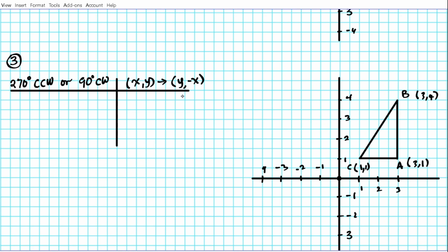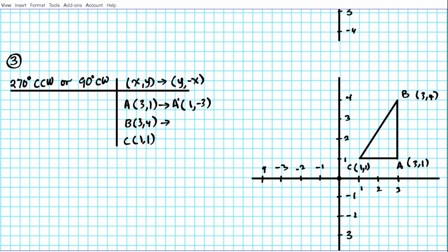Okay? All right, so we're just going to apply this transformation formula to the coordinates a, b, the vertices, right? The coordinates of the vertices a, b, c. So a is 3, 1. B is what? B is 3, 4. C is 1, 1. A gets mapped to a prime, which is, you just switch it and make the x or the new y negative.